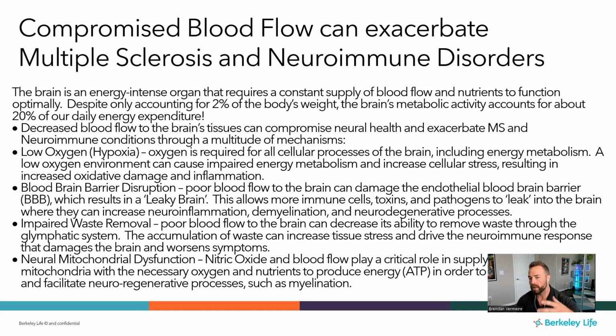A few of the relevant mechanisms we have to acknowledge and be cognizant of, as far as how compromised blood flow can exacerbate and potentiate a neuroimmune disorder such as this demyelinating disorder that is multiple sclerosis, is through decreased oxygenation to the brain. If we have decreased blood flow, this will directly cause a more hypoxic, or low oxygen tension, state within the brain. Now, there's a lot of things that can go on here.